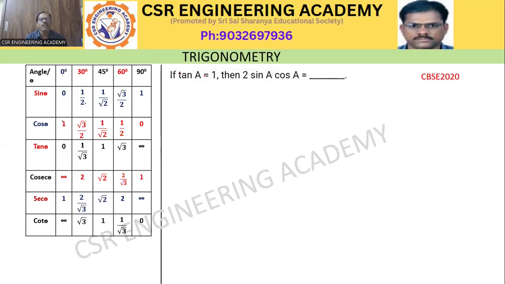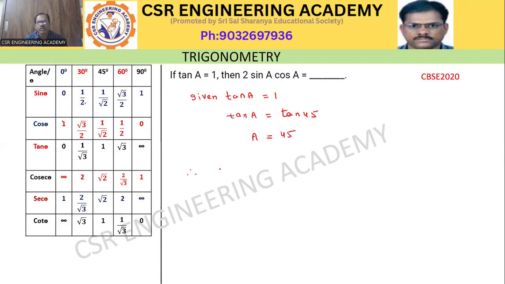If tan A is equal to 1, then 2 sin A cos A is equal to? Given tan A is equal to 1, here tan 45 degrees is equal to 1. Tan A is equal to tan 45. Tan gets cancelled. A is equal to 45.